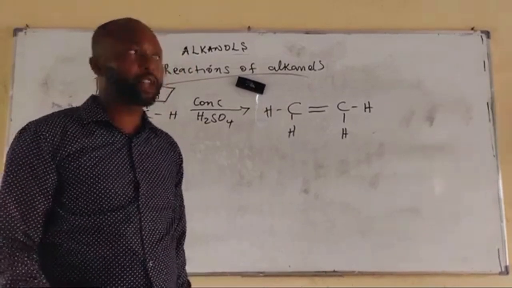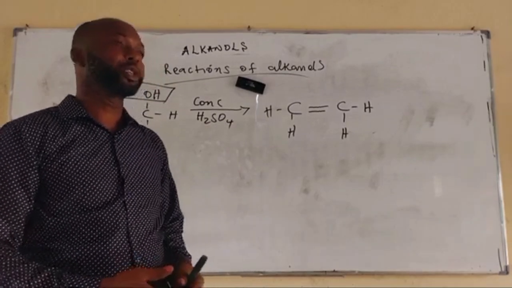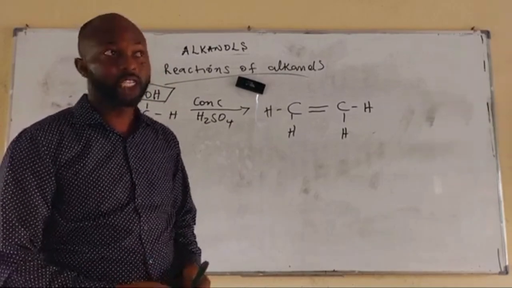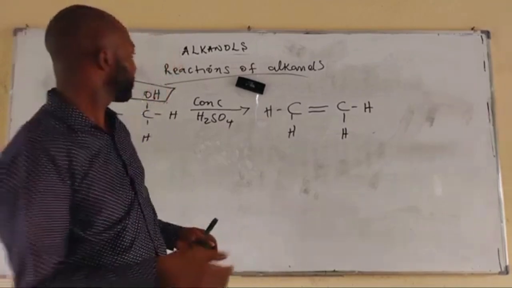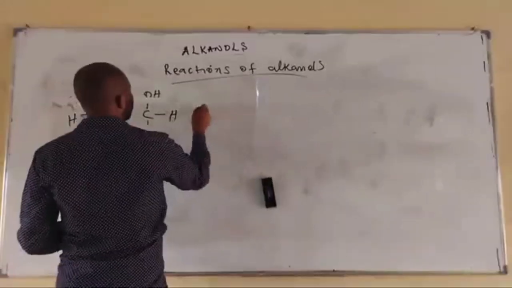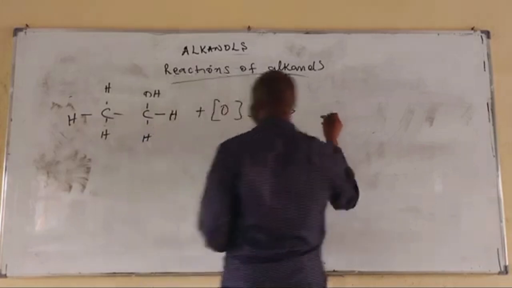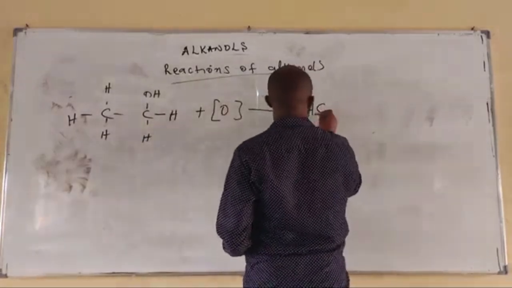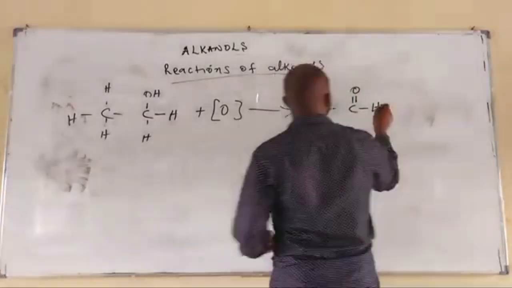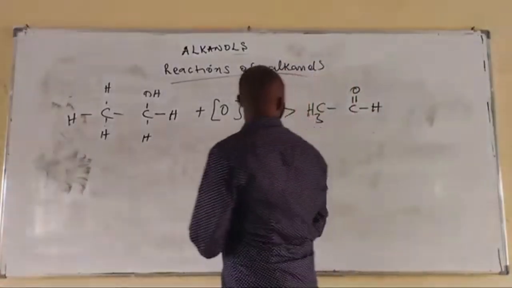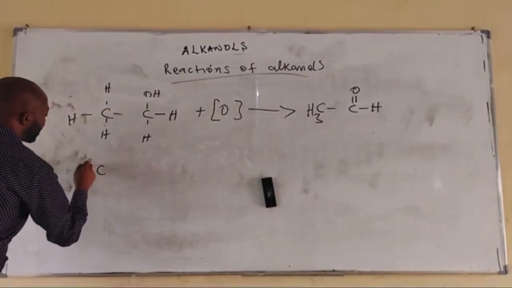Now, oxidation of ethanol. The oxidation of ethanol undergoes 2 stages. In the first stage, it gives us ethanal. In the second stage, it gives us ethanoic acid. So we are going to take ethanol, for example, plus oxygen, gives us CH3, C double bond OH. The first stage gives us ethanal.